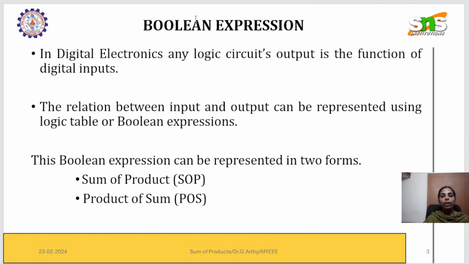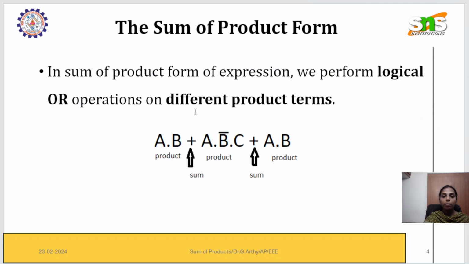So in a digital electronic circuit, the output is a function of digital inputs. The relation between input and output can be represented using logic table or Boolean expressions. These Boolean expressions can be in two forms. One is sum of products and the second one is product of sum. This is sum of product.